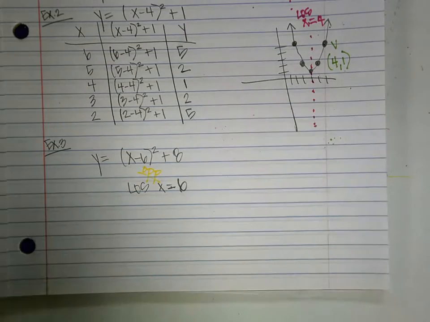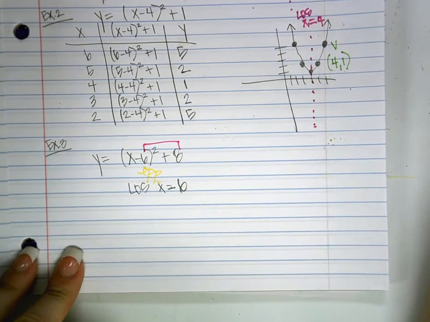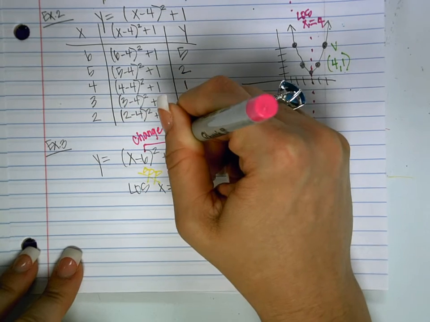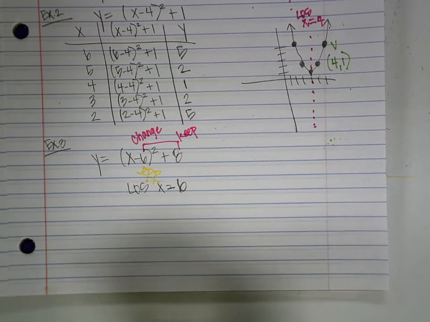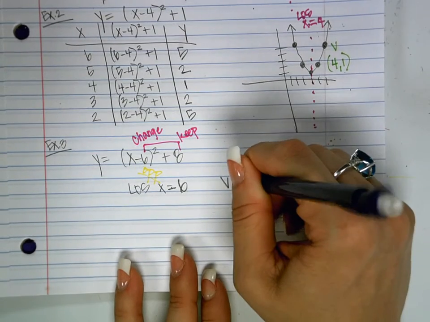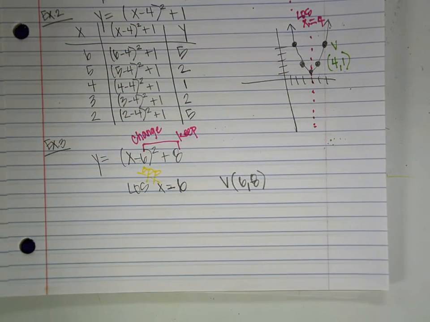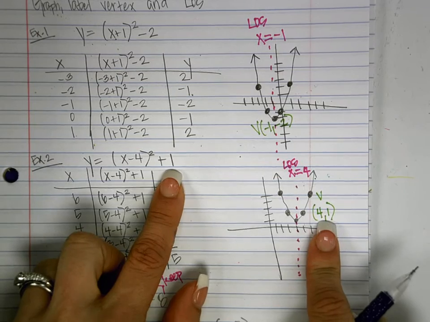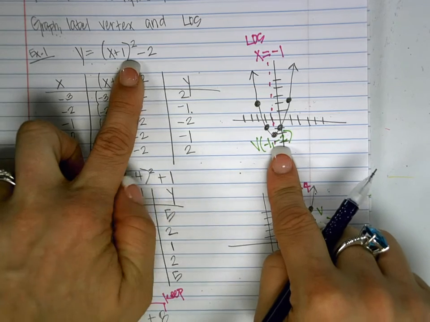The vertex comes from these two numbers, okay? And the way you find the vertex is we change the sign, keep the sign. So the vertex here would be 6, 8. Change, keep. Vertex is change and keep. Now, if we went back here, same thing. Change the sign, keep the sign. That's your vertex. Same thing. Change the sign, keep the sign. That's your vertex. Okay? Always works that way in vertex form.